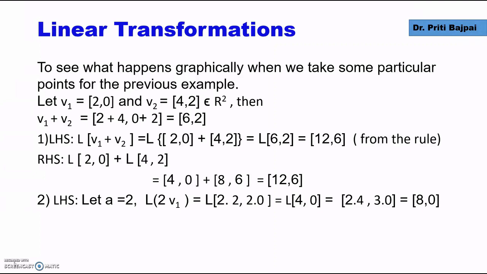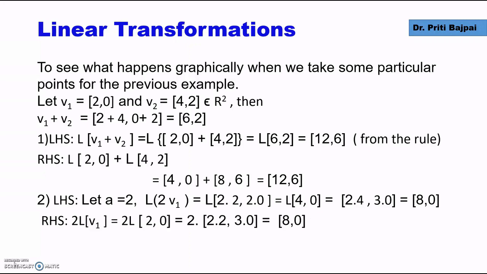Now, if we take the right-hand side, that is L of V1 plus L of V2, when L is applied on (2, 0), it makes it (4, 0), and when L is applied on (4, 2), it makes it (8, 6). If we add these two, we again get (12, 6). So, the first property is satisfied.